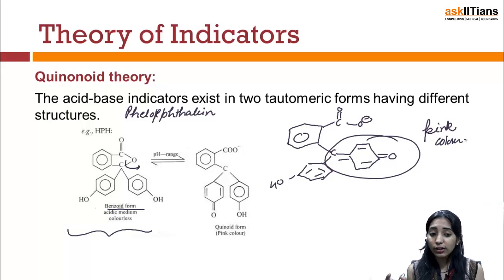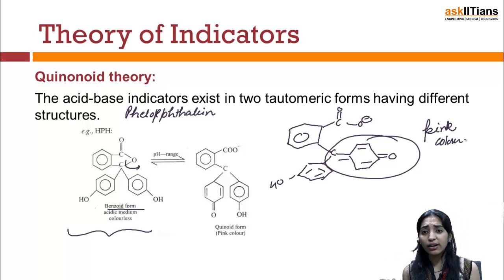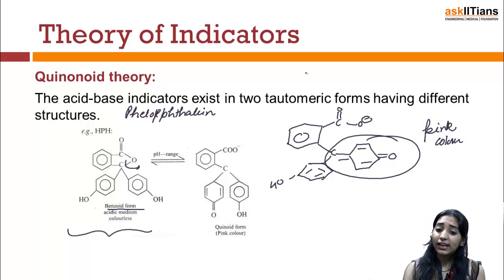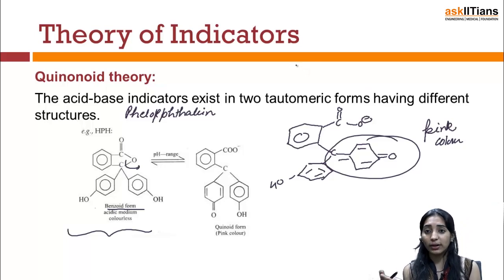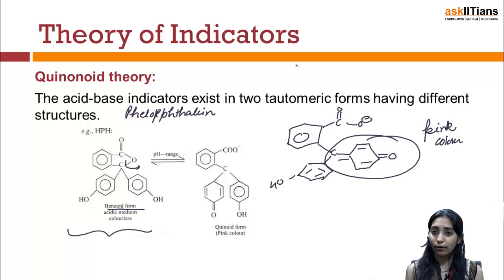And because of this quinonoid theory, which is a very basic theory used as a theory of indicators, we say that if a substance changes from one tautomeric form to another tautomeric form, there is a change in the color also. And because of the change in the color, we'll be able to analyze that now the neutralization has taken place or now the reaction has reached its endpoint.